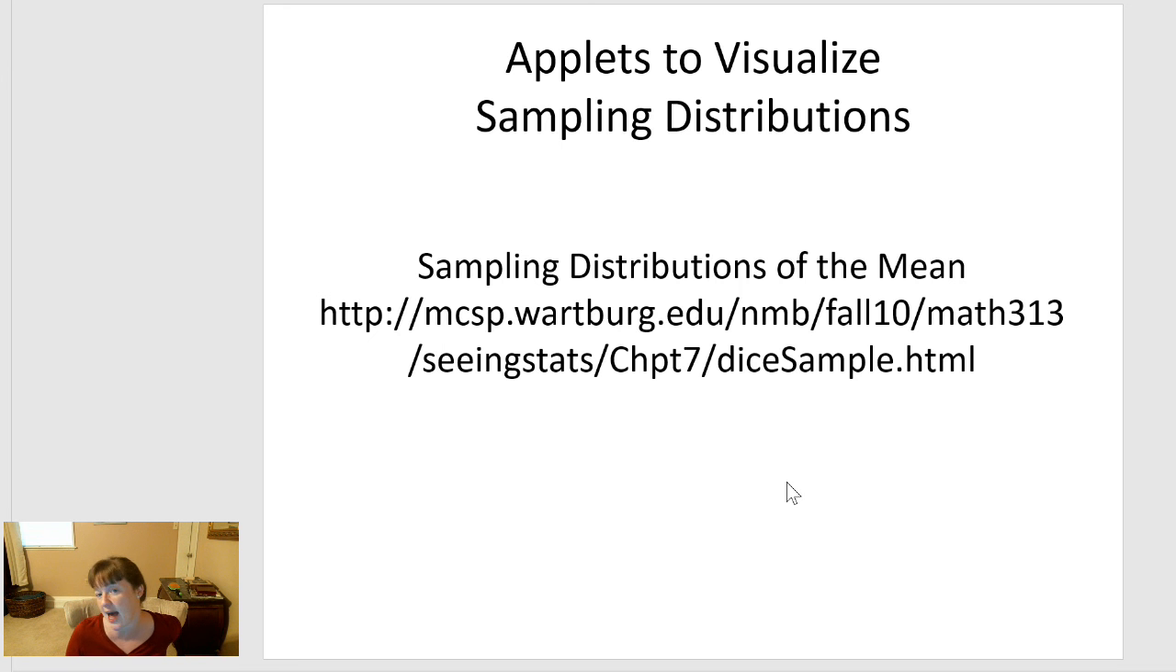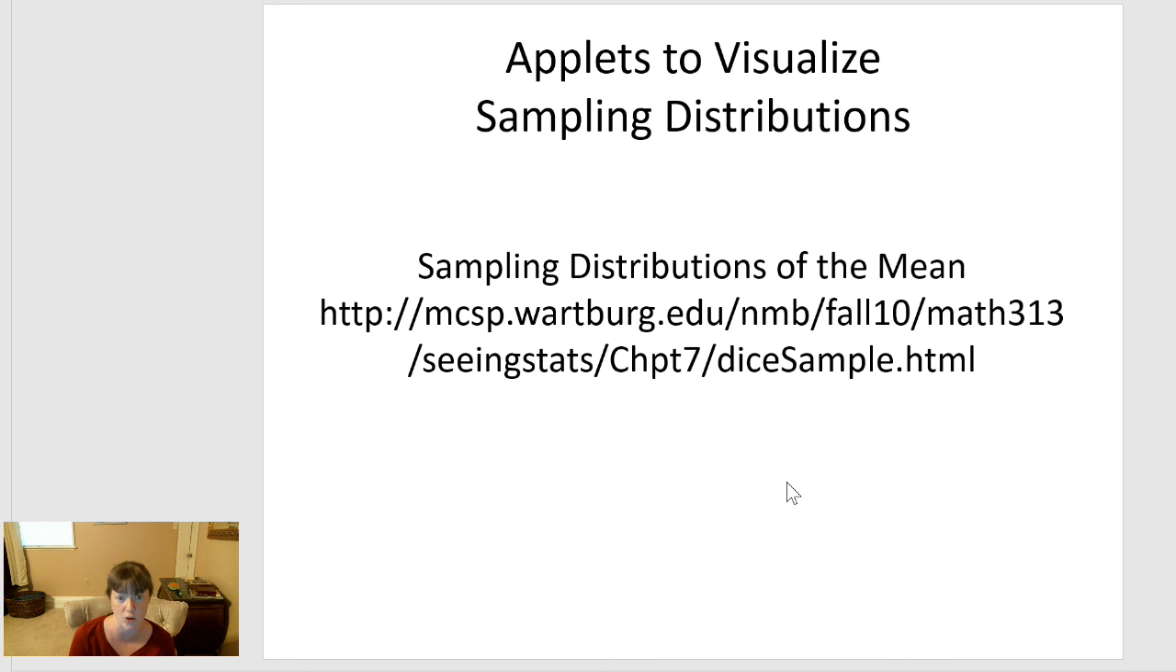And the last thing I want to just sort of share with you is this website. It allows you to play with sampling distributions of the mean. It allows you to change sample size, to see the central limit theorem in action. And you'll need Java on your computer because it's a Java applet, but I think it's a pretty good application. So feel free to play with it to sort of wrap your head around what the central limit theorem is really trying to get at.